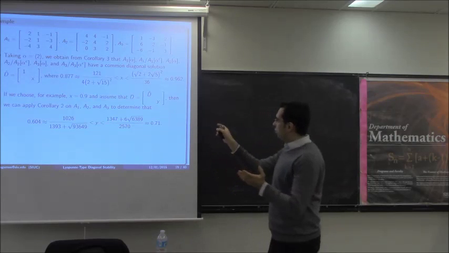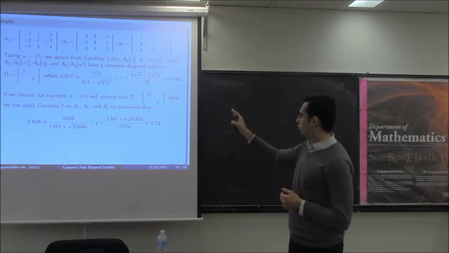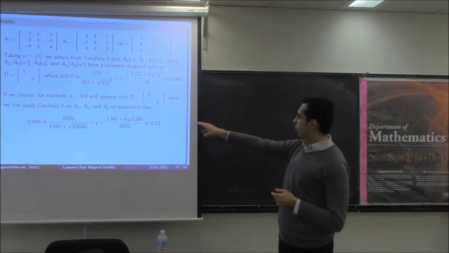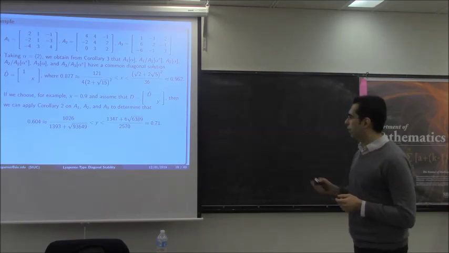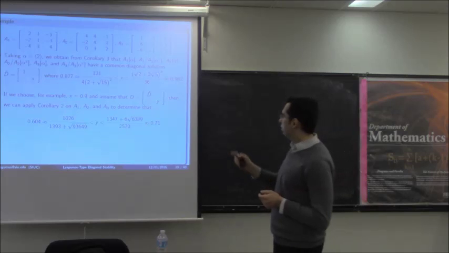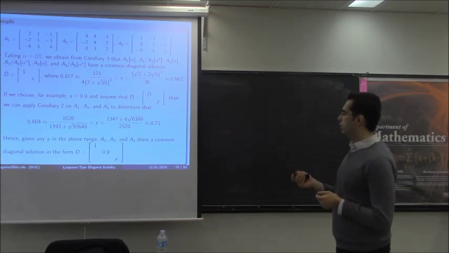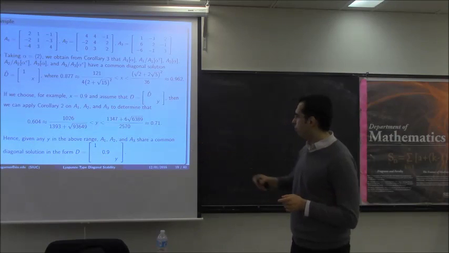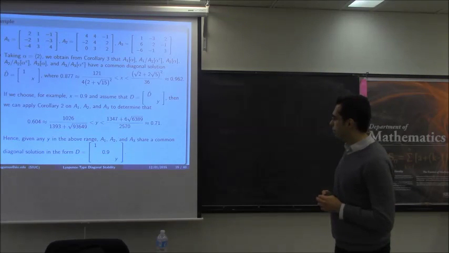So here, of course, we choose the x that works, the diagonal D works here, and if y is in this interval between 0.604 and 0.71, then D is a common diagonal solution of A1, A2, and A3. So any diagonal solution in this form is a common diagonal solution for these matrices.